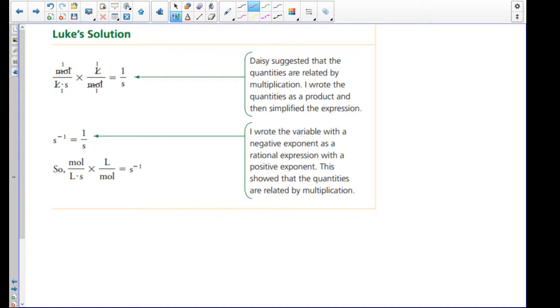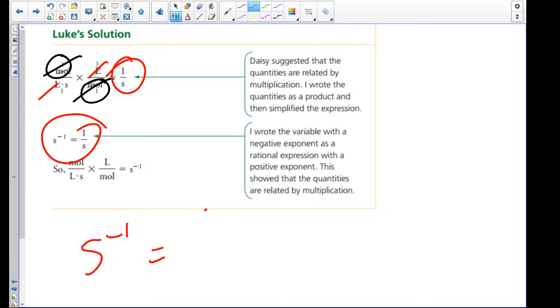So here they've got the moles over the liters second and multiplied by liters over moles, and they've canceled those two out, because one is in the numerator and one is in the denominator. Same thing with the liters, they cancel one out here and one out there, leaving us with just 1 over second. Then they found that second to the minus 1 was actually equal to 1 over second, so therefore they found how those three things were related. Moral of the story: if you don't have pluses and minuses in between things, if it's just the objects by themselves, we can cancel very easily.